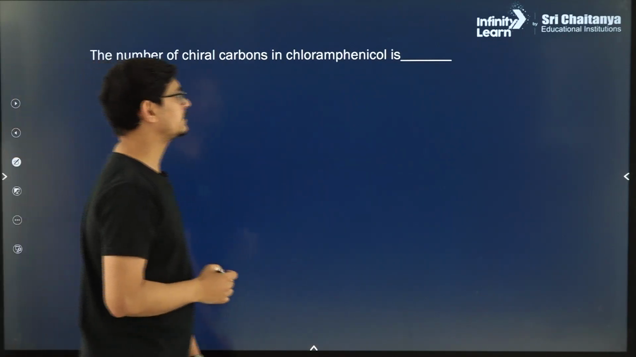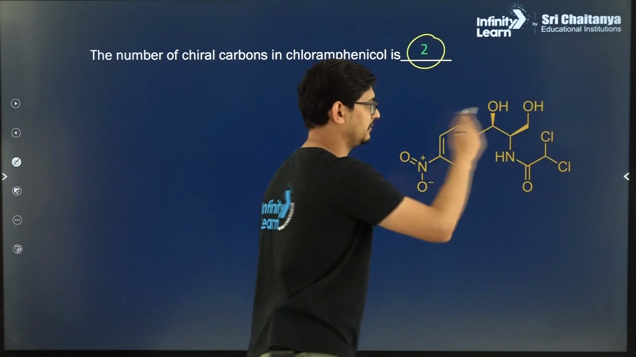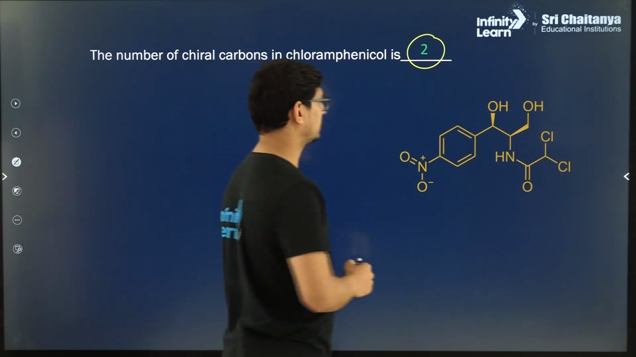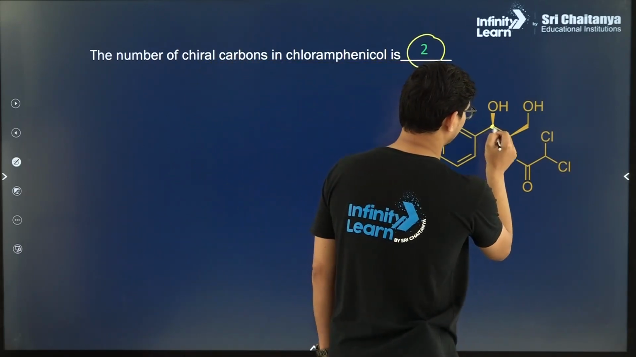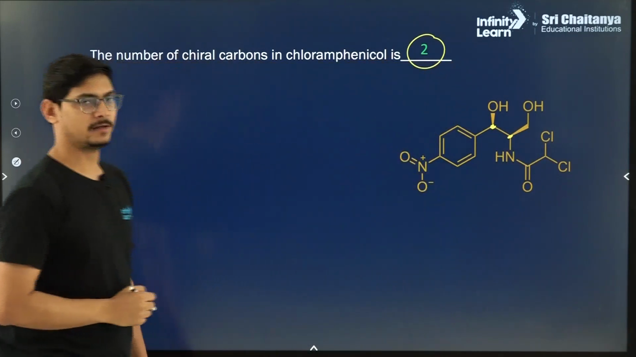The number of chiral carbons in chloramphenicol is 2, because this is the structure of the compound, and you can see there are 2 chiral carbon atoms here, right? This chiral carbon and this chiral carbon. So it has 2 chiral carbon atoms.